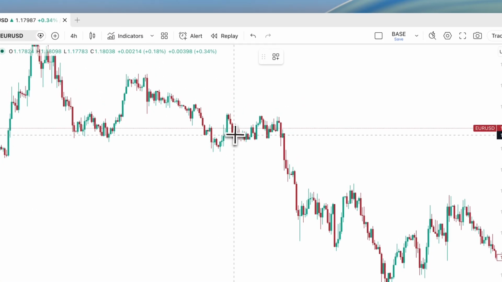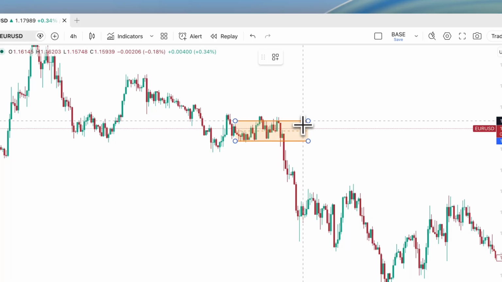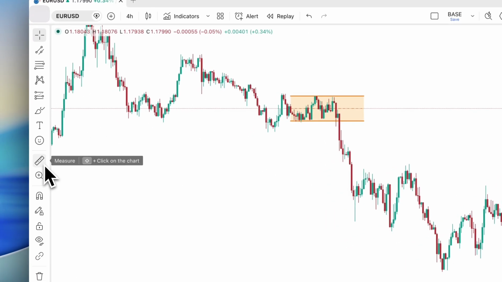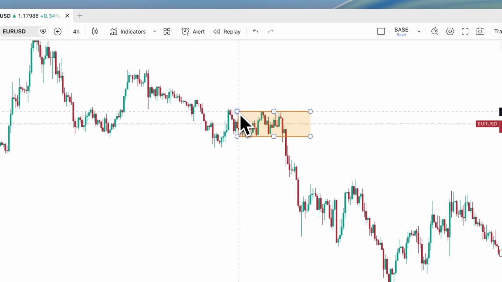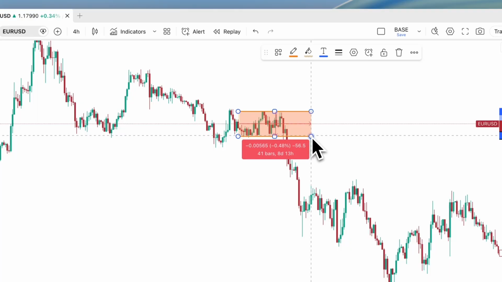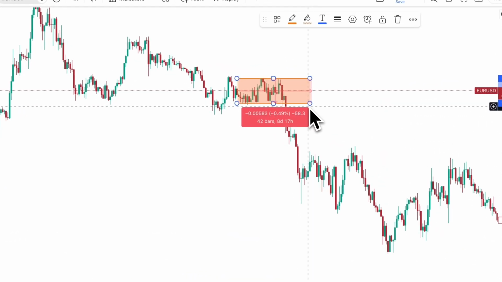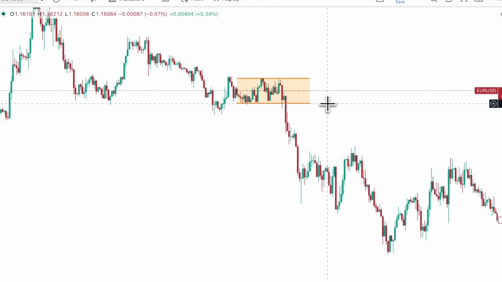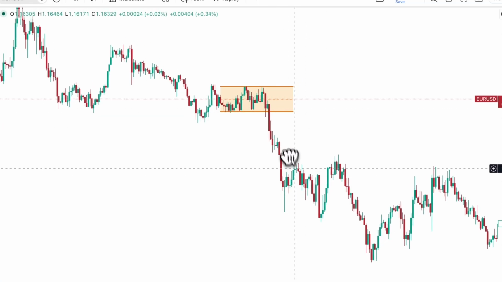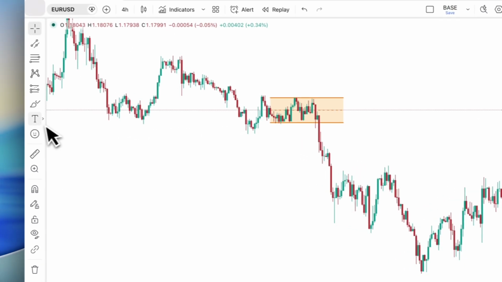This is a parallel channel. You can see I'm drawing a line, extending it, and then I'm taking my ruler tool and I want to measure the distance within this chart. So this distance can show me that it was 42 bars and this lasted for 8 days and 17 hours, which means that it was quite significant. Thus, the breakout below could continue for quite some time.